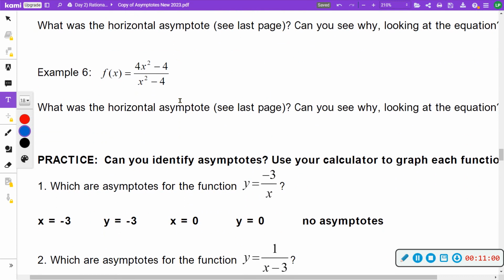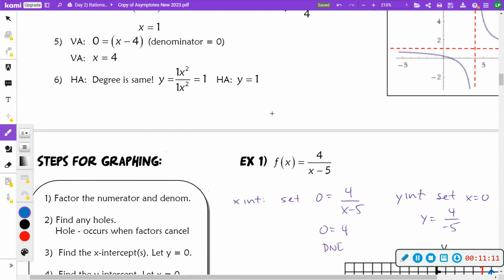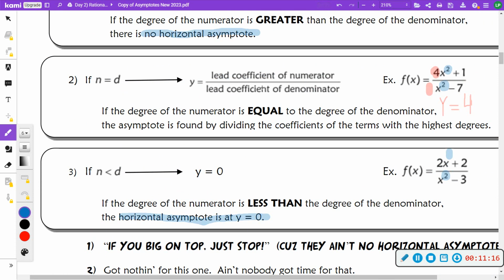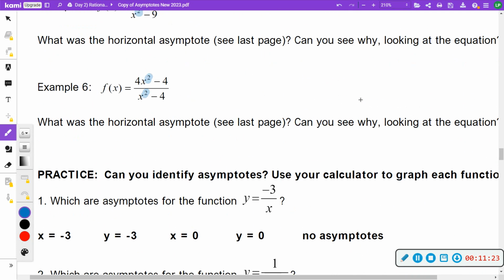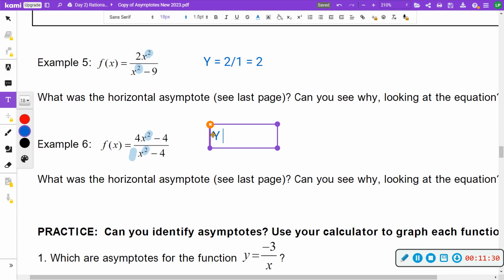Example 6. What's the horizontal asymptote? Do we remember what to do when the degrees are the same? When the degrees are the same, we, where's equal? Oh, they're the same. I should remember that. I just did one. You divide the coefficients. So again, 4 divided by 1. Horizontal is always y equals. That's 4 divided by 1, which is just 4.